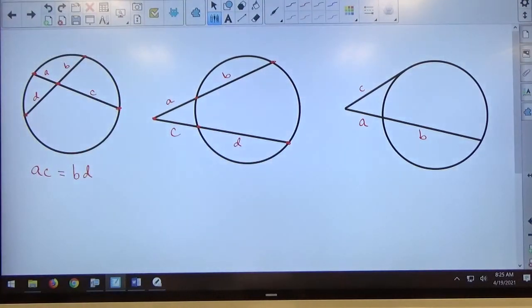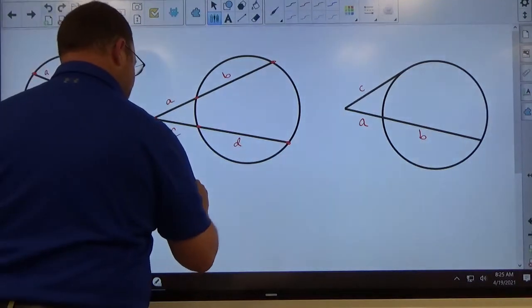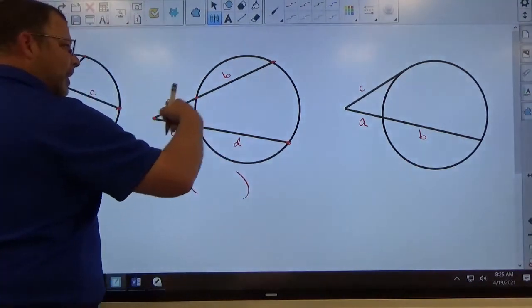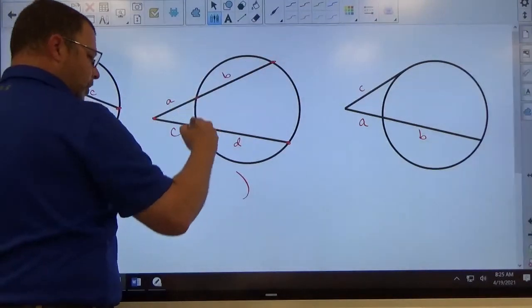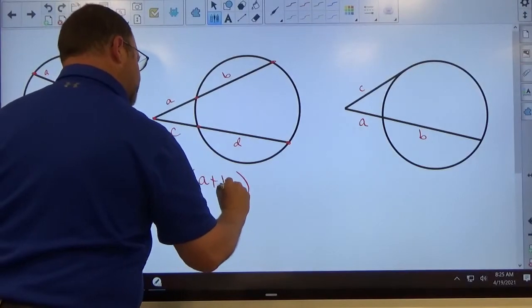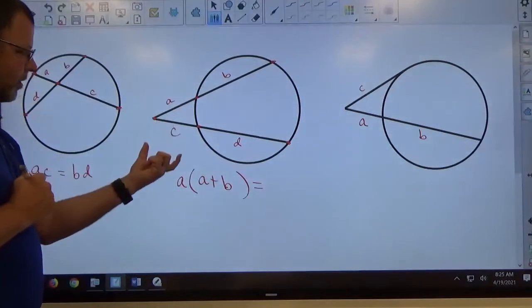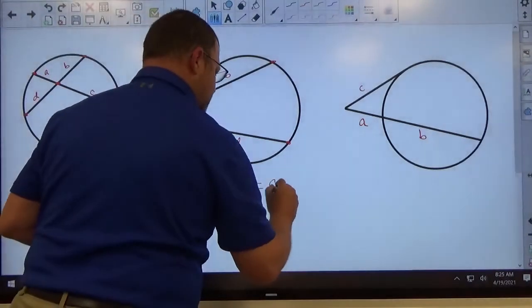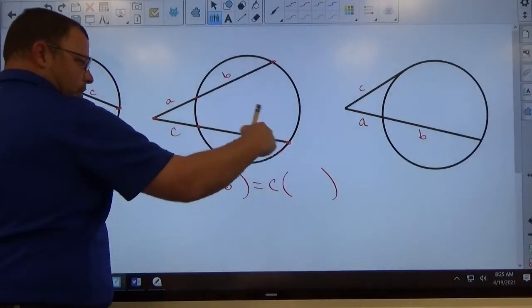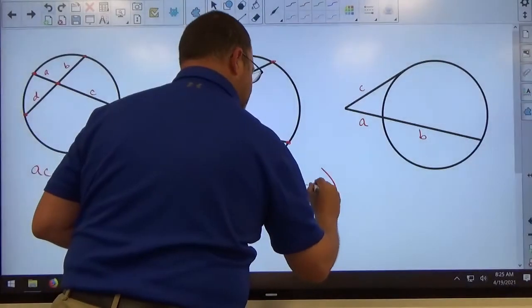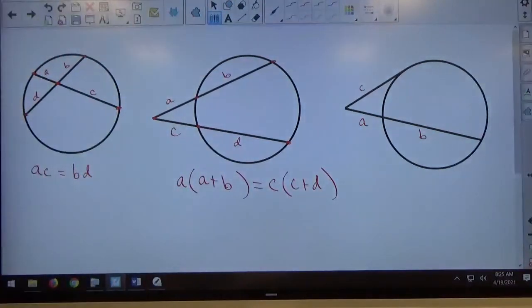Okay, the relationship in this picture is the outside part, which is A, times the entire length of the secant from the point of intersection all the way to the back end of the circle, A plus B, equals the outside part C times the length of the entire secant from the point of intersection all the way to the edge of circle, C plus D. Outside piece times entire piece equals outside piece times entire piece.